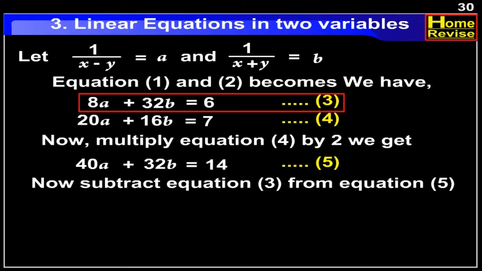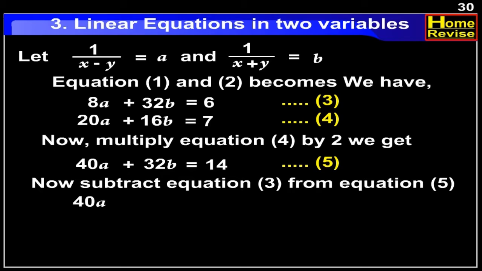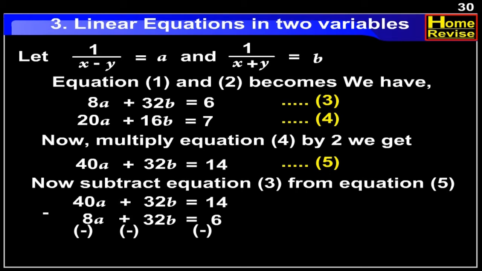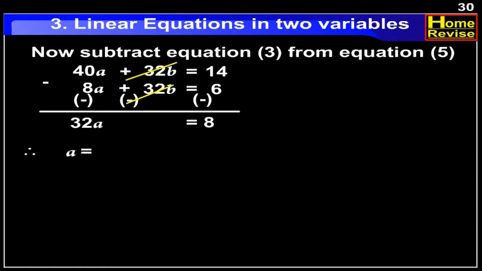Now subtract equation 3 from equation 5. 40a plus 32b is equal to 14 minus 8a plus 32b is equal to 6. The signs get changed and 32b and minus 32b get cancelled out. And we get 32a is equal to 8. Therefore, a is equal to 8 upon 32, which is equal to 1 upon 4.